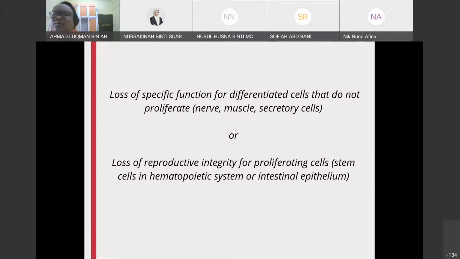For those who are familiar with the jargon, proliferate means to multiply, the cells multiply. The hematopoietic system is the system responsible for the production of red blood cells. And the intestinal epithelium is a single cell layer around the small and large intestine.